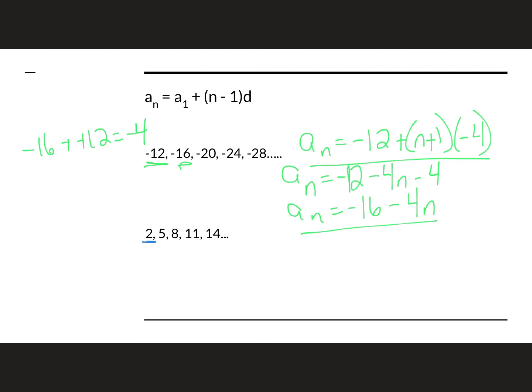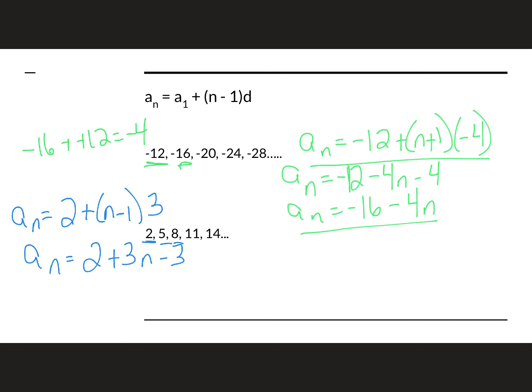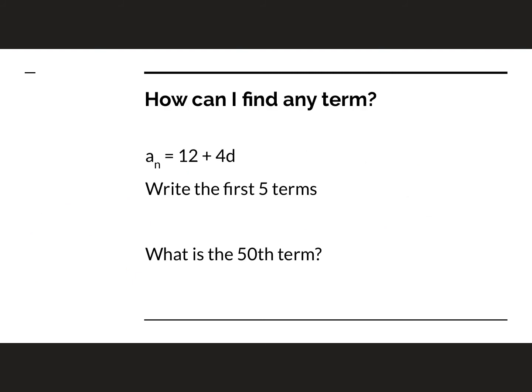Let's look at this next one. Here my first term is 2. So I have a sub n equals 2 plus n minus 1. And in this case, I'm adding 3 each time. So times 3. So I get a sub n equals 2 plus 3n minus 3. Well, 2 minus 3 gives me negative 1 plus 3n is my final a sub n. Okay.